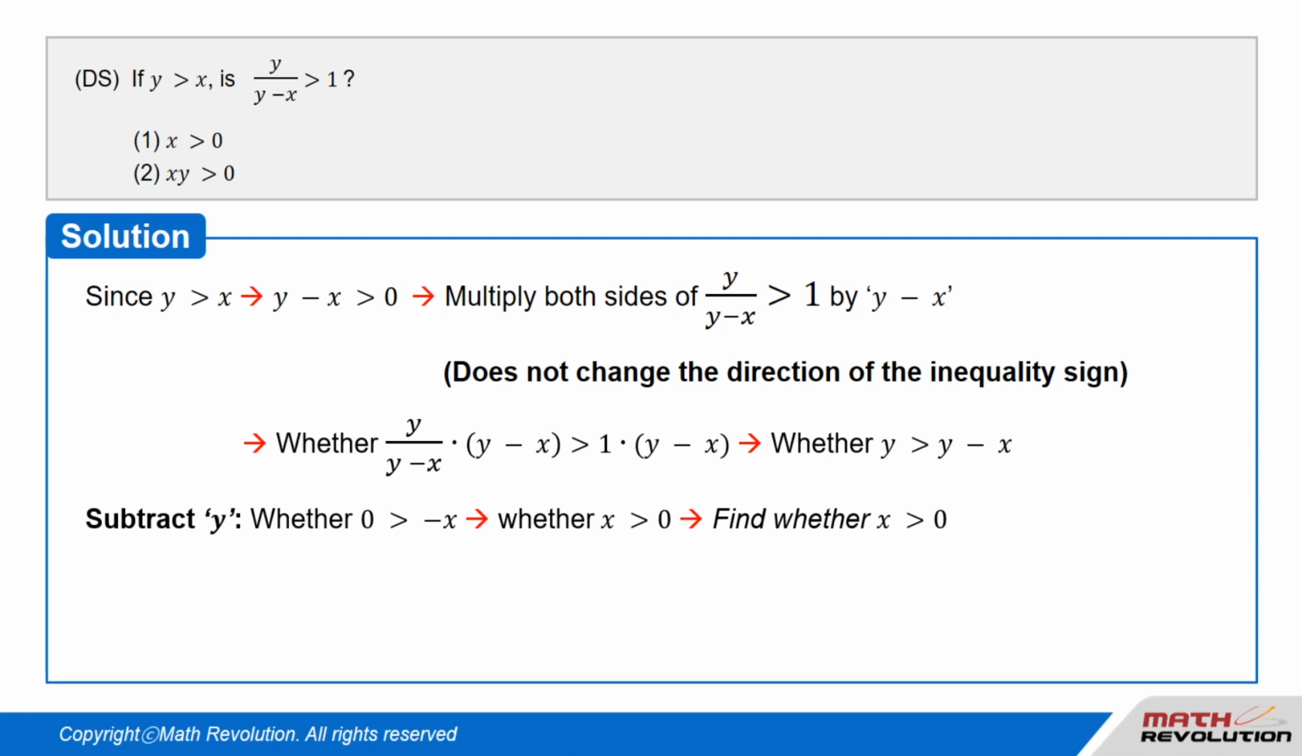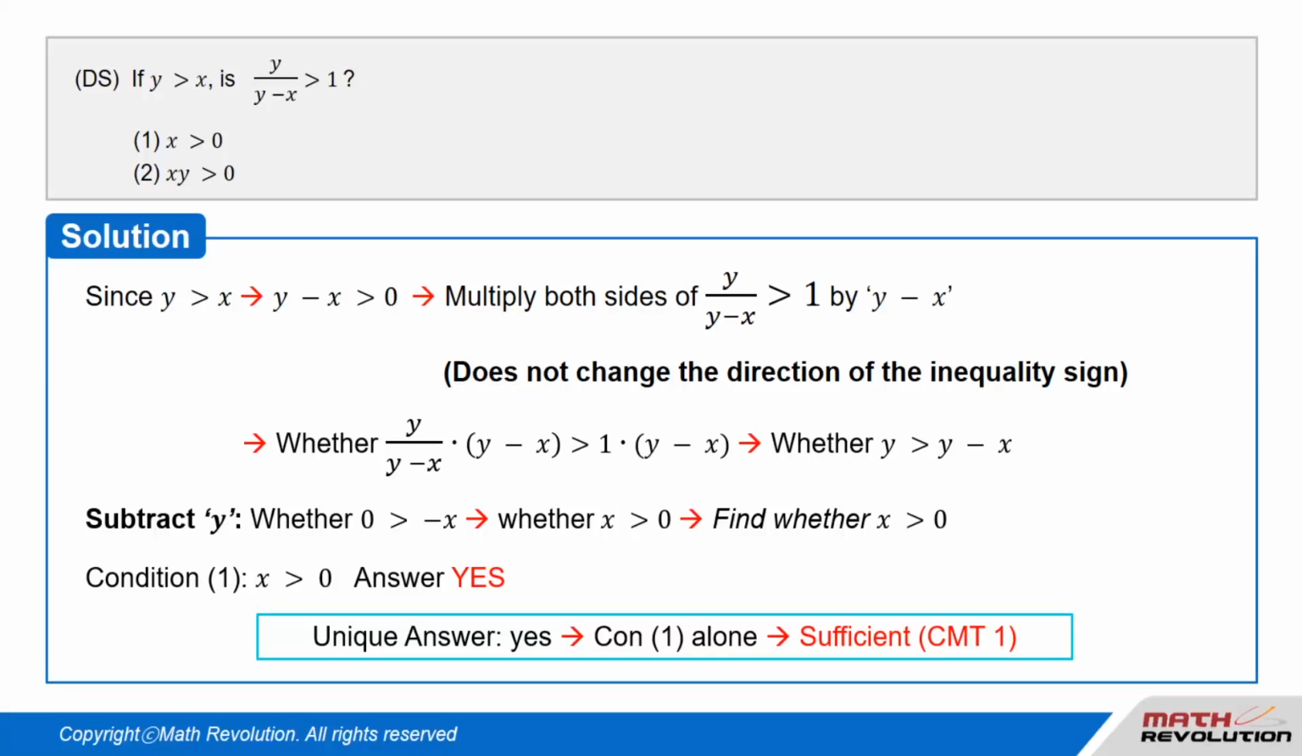By subtracting y from both sides, we get whether 0 is greater than negative x, or x is greater than 0. So, our question is to find out whether x is greater than 0. Let's look at condition 1. It directly gives us the answer that we are looking for, and we get yes as the answer.